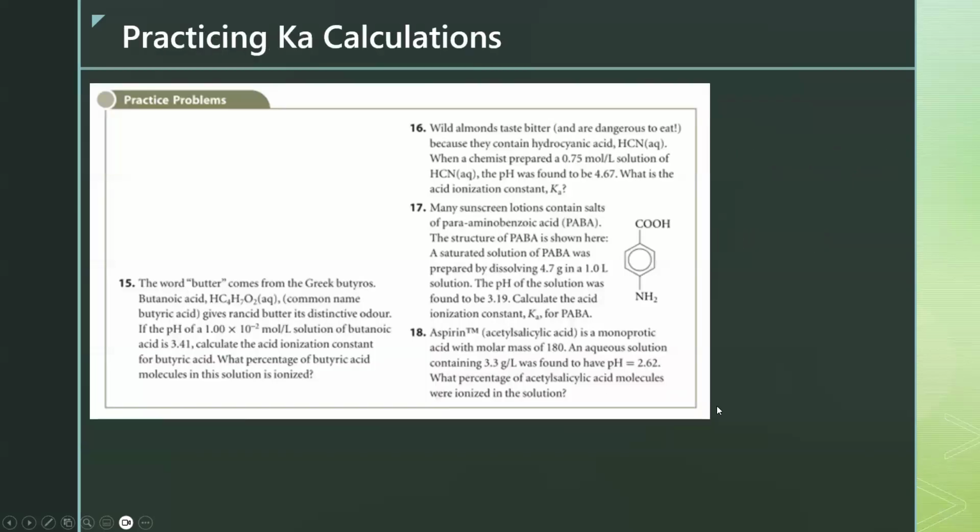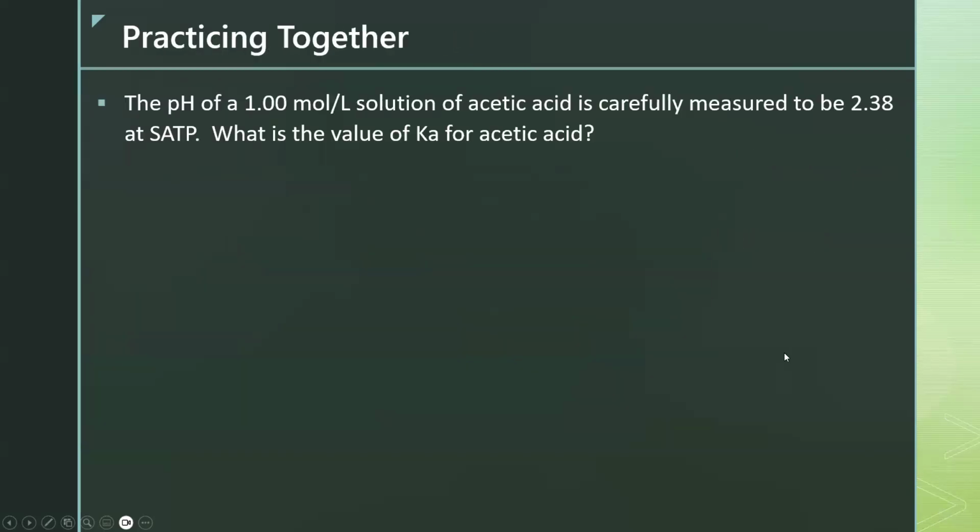Here we go. So these are the questions from last class. We're just going to skip that for today and move right on to this new one. The pH of a 1.00 mole per liter solution of acetic acid is carefully measured to be 2.38 at SATP. What is the value of Ka for acetic acid?